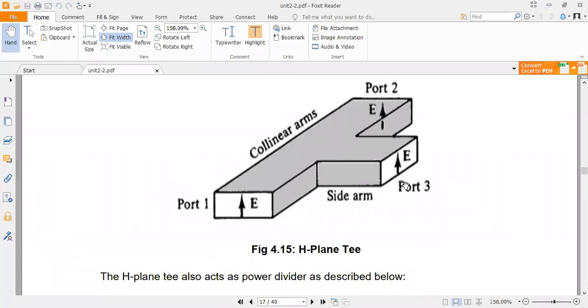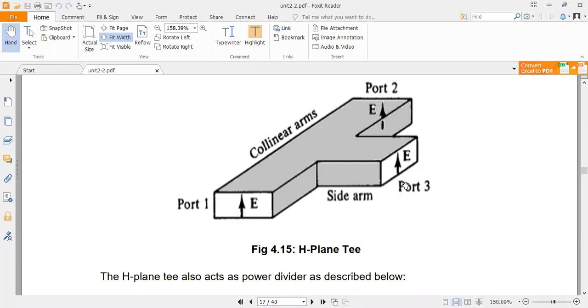What is the operation we have seen in H-plane T? When the input is given at port 3, it is divided equally in port 1 and port 2 with the same phase and magnitude. And for E-plane T, when the input is given at port 3, it is divided equally in port 1 and port 2. Magnitude is the same, but there is a 180 degrees phase difference between those two. By taking those factors into consideration, we have calculated the S matrix of E-plane T and H-plane T.